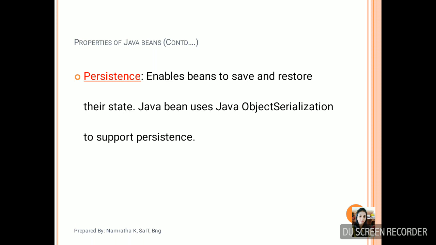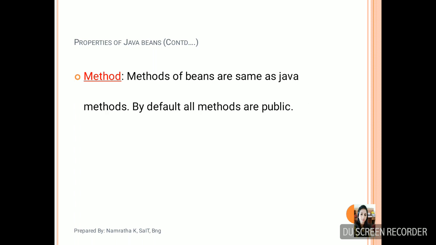We are using object serialization here. The object serialization interface is what we are going to use to support the persistence, to support the transparency of the state of the Java bean. So we saw the properties already: introspection, properties, customization, events, and persistence. Then we'll see the last one, that is methods.